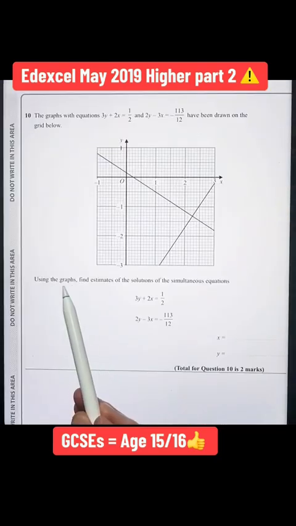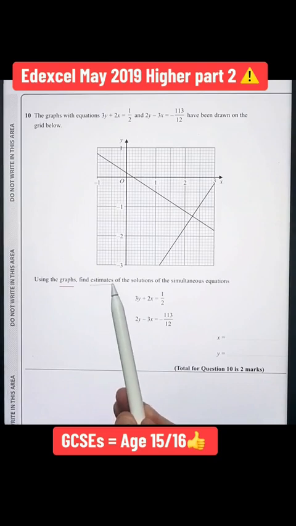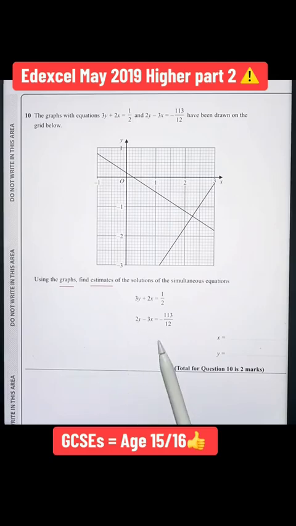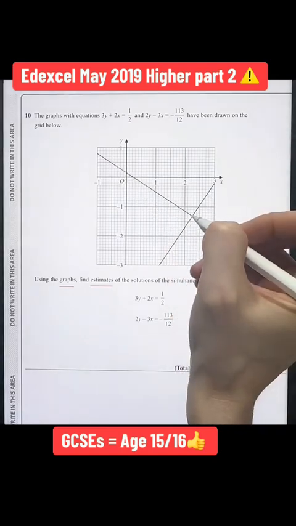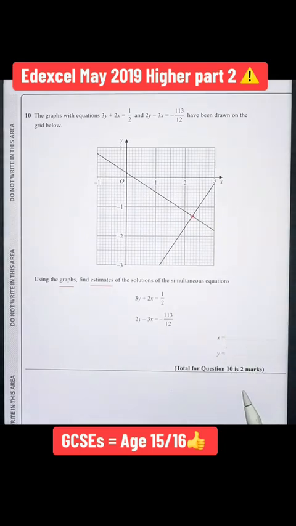Question 10. Using the graphs, find estimates of the solutions of the simultaneous equations 3y plus 2x equals a half and 2y minus 3x equals negative 113 over 12. As we're using the graphs, we're using no algebra, hence why they're estimates. We should know the solution for two simultaneous equations, as they're both lines, is the point where the two lines intersect. As these are our two lines, we consider where they intersect, this point here. Hence, x is equal to 2.3 and y is equal to negative 1.3.